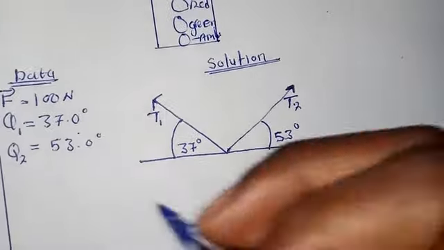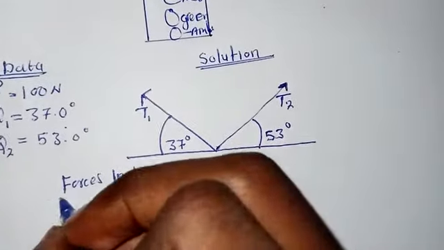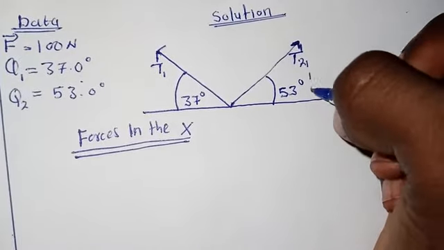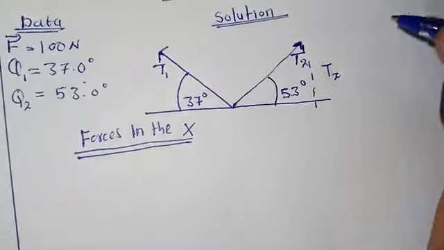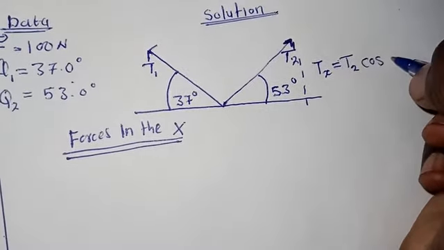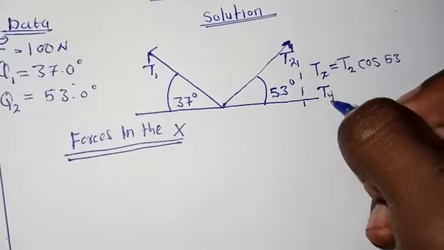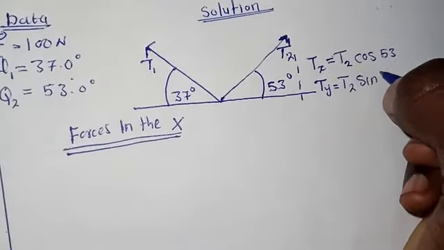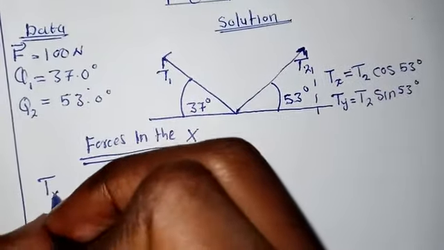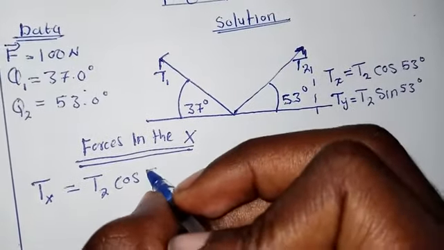Now I'm going to say forces in the x. There is a force due to this direction. If I do this, there is Tx, which is equal to T2 cosine 53 degrees. Then there is also Ty equal to T2 sine 53 degrees. Sure, by now you know this after having learned vectors. So in the x, we have Tx equal to T2 cosine 53 degrees.